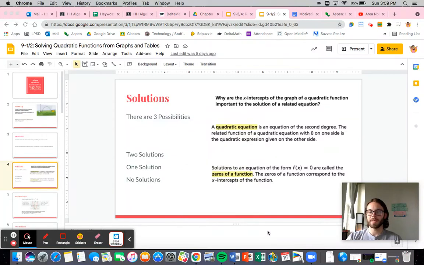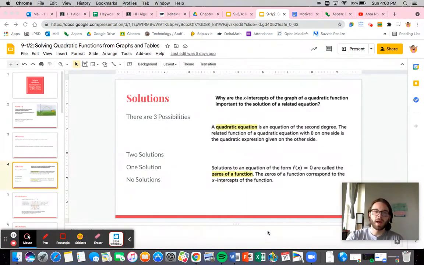Everyone, I just wanted to take a minute to talk a little bit about the solutions to quadratic equations. In particular, in this video, we're going to focus on the solutions to quadratic equations as determined by a graph or a table. All right, so just a quick overview in terms of what the solutions to a quadratic equation are going to be.